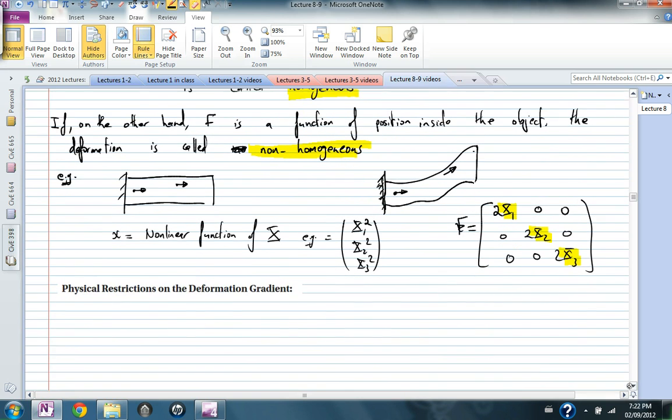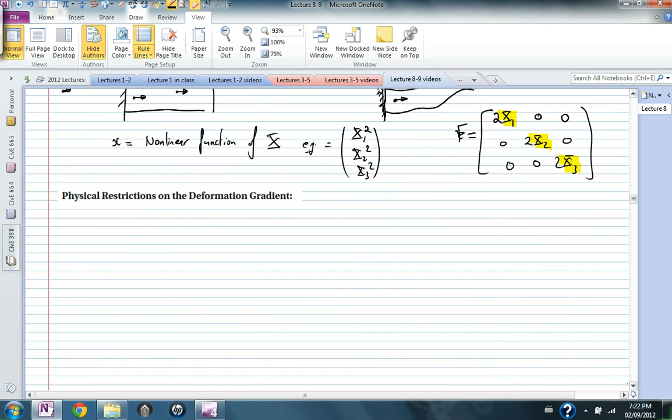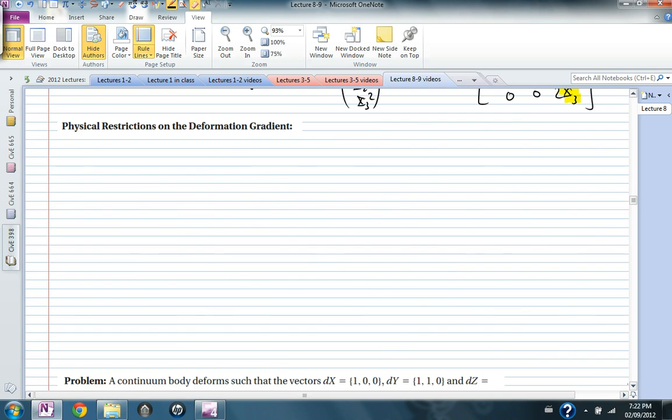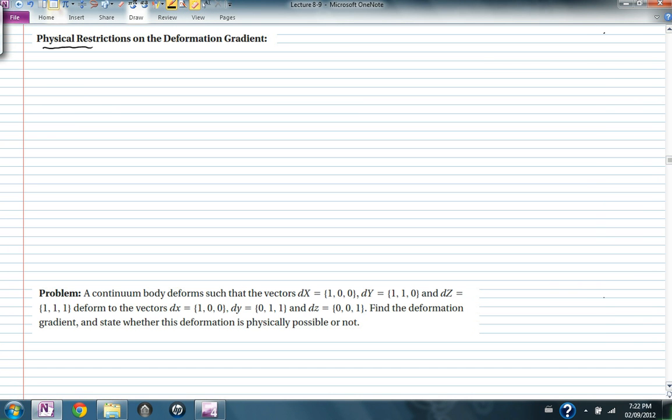Now, in general, a matrix can have any 9 values that you input in them. Even if you put all zeros, this is a valid matrix. However, for a matrix to describe a deformation, or for a matrix to be called a deformation gradient, there are some restrictions that come from the physics of the deformation. And these are as follows.